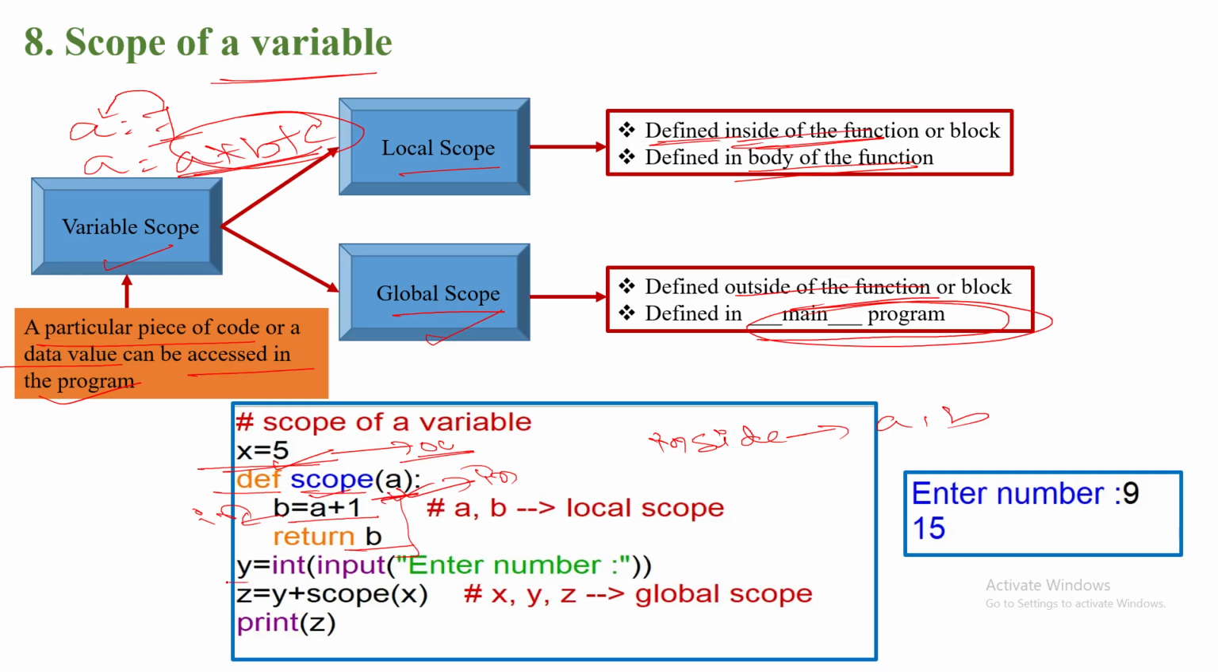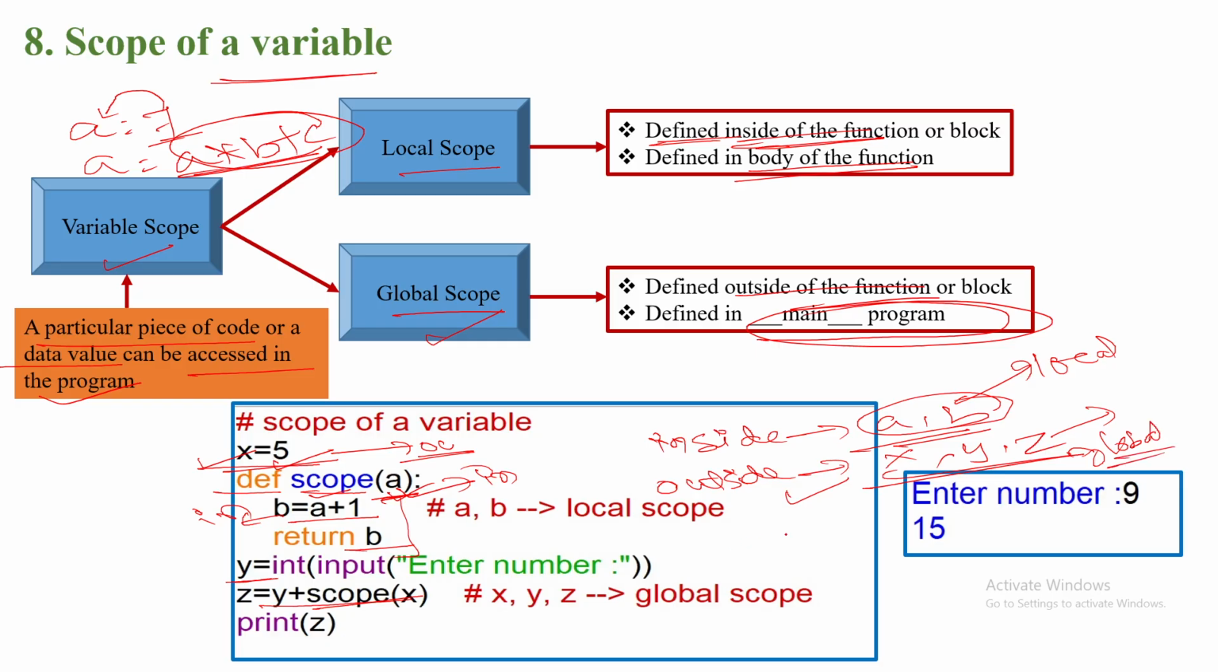No. Now Y. It is outside of the function. First X is there, then Y as an input, then Z for solving this problem. So X, Y, Z are outside of the function, and A, B are inside of the function. That's why they are called local variables. Outside of the functions X, Y, Z, so that's why these variables are called global variables.